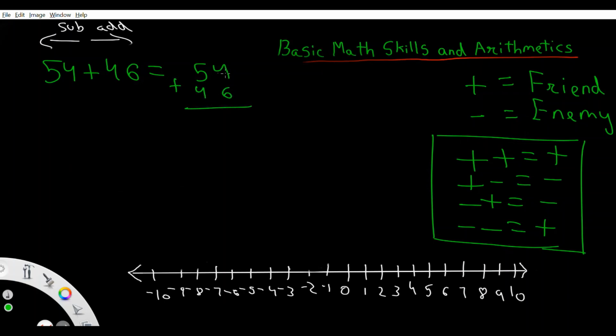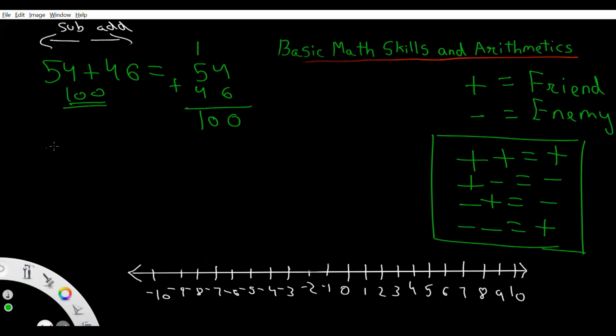and perform one-digit addition. 6 plus 4 is 10. So we write the 0 here and we carry the 1 on the next column. And then we add these three values. 4 plus 5 plus 1 is 10. So we write 10 here. So 54 plus 46 is 100.